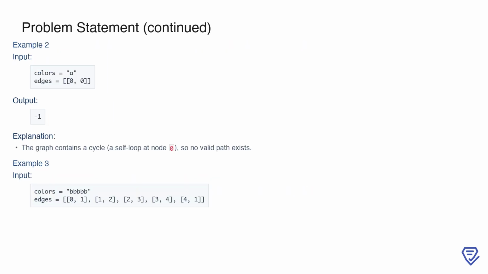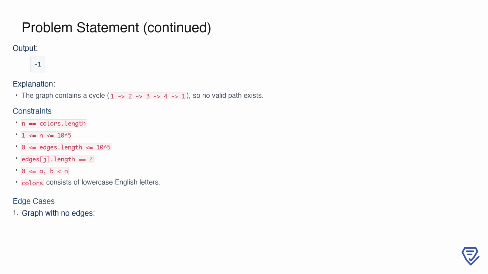Now, let's look at another example to understand cases where the graph contains a cycle. If the input string colors is "a" and the edges are [0,0], we observe a self-loop at node 0. Since cycles invalidate all paths, there are no valid paths in this graph. Therefore, the output is -1. Similarly, consider an example where colors is "bbbbb", and the edges are [0,1], [1,2], [2,3], [3,4], [4,1]. Here, we can detect a cycle within the sequence of nodes 1-2-3-4-1. Due to the presence of this cycle, no valid paths exist, so the output is again -1.